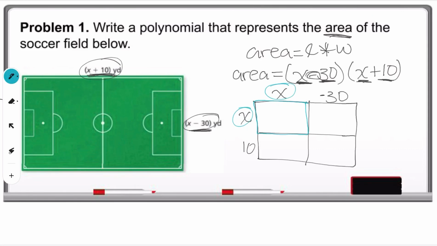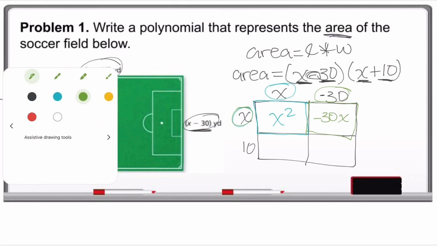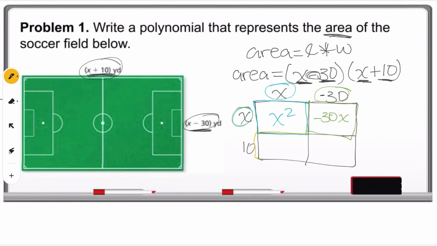X times x gives me positive x squared. On this right-hand side, I'm going to fill it in with the product of this negative 30 and this positive x. Negative 30 times positive x is negative 30x. And on the bottom, on the left-hand side, I'm going to fill it in with the product of this positive x and this positive 10. Positive 10 times positive x is positive 10x.